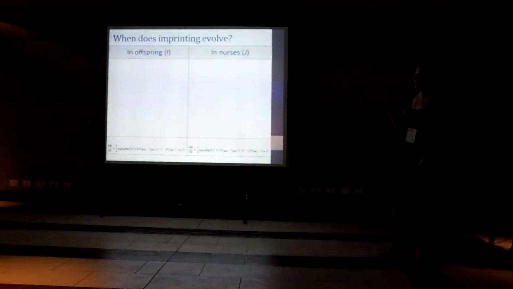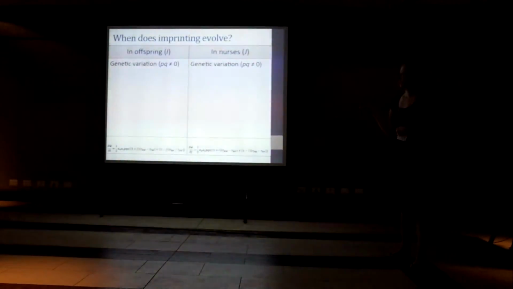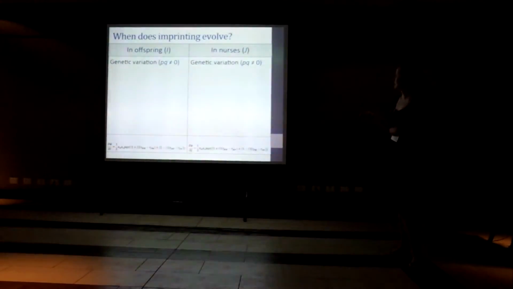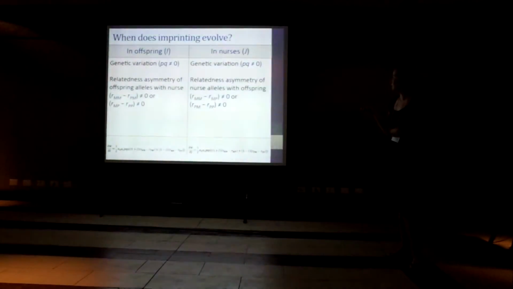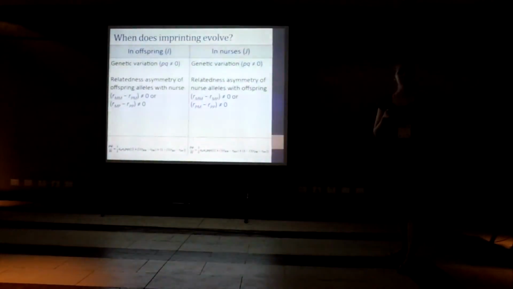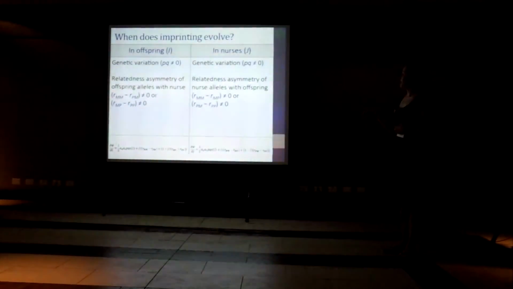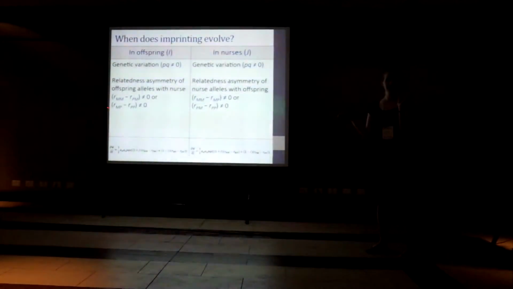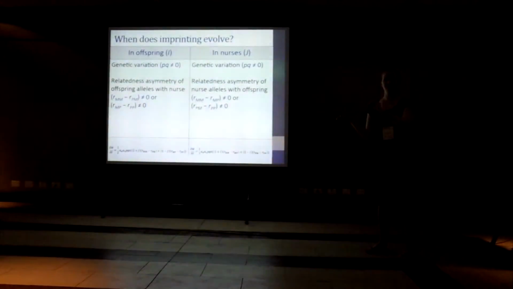So just to point out a couple of key things we can see from these equations about when imprinting will evolve. Firstly, in both offspring and nurses, we need there to be genetic variation in the population. More interestingly, we see imprinting evolving in both cases when there is an asymmetry in the relatedness of the alleles with the individual with whom they're interacting.